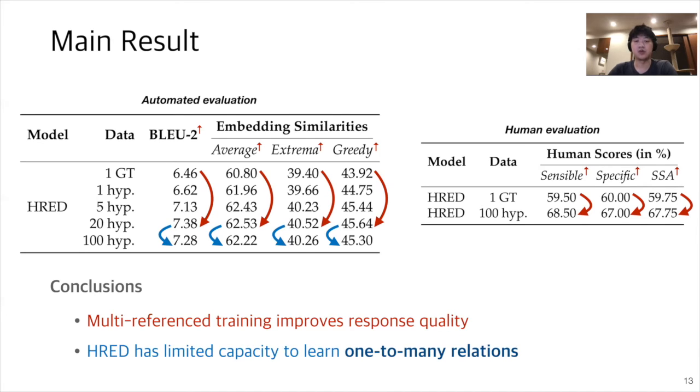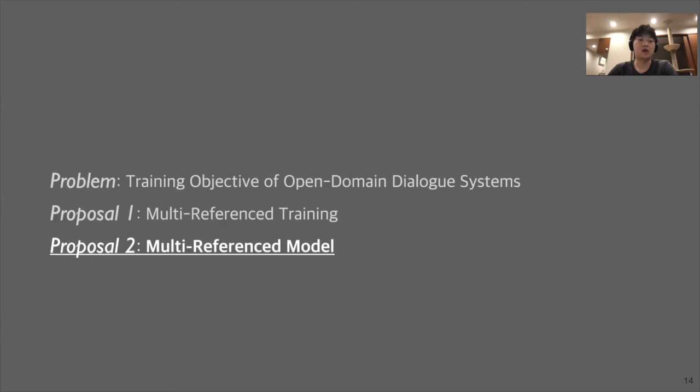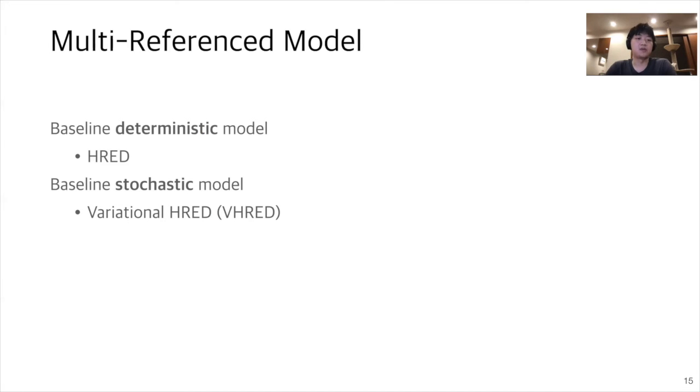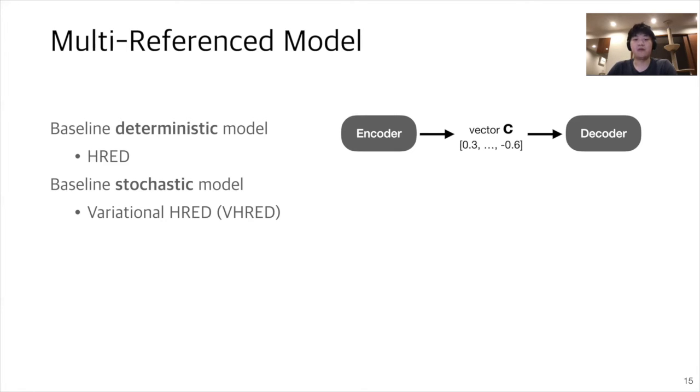So how can we address this problem? In our second proposal, we propose a new model that might be better at learning such one-to-many relations between context and different responses. Our first baseline model, the HRED, is a deterministic model, which will encode the input as a fixed vector. And we have to generate different responses from this fixed vector, which is very challenging.